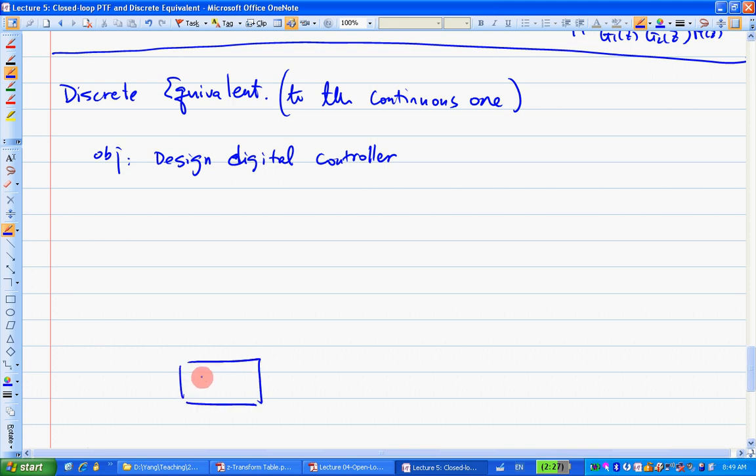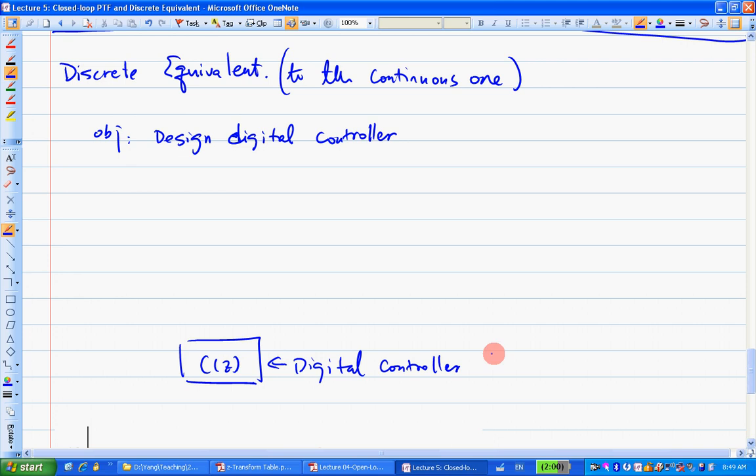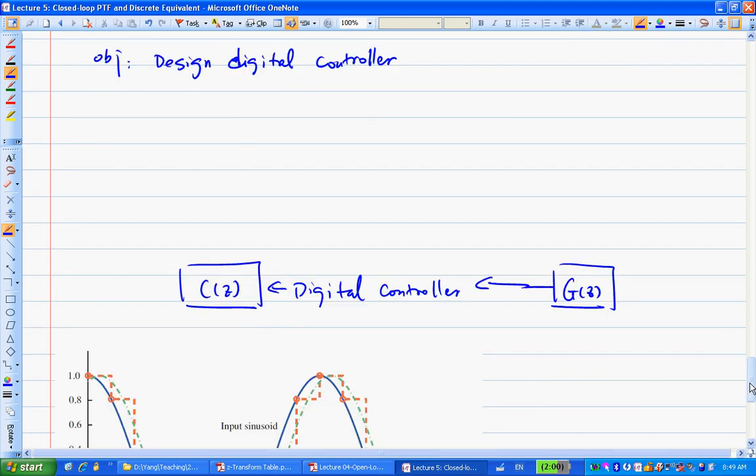Here is a digital controller. Let's say I use C of Z here to represent this one. That's your ultimate purpose, the digital controller. That's what you really want. So one way is you design this one based on a pure discrete Z, G of Z. I design based on this one here.